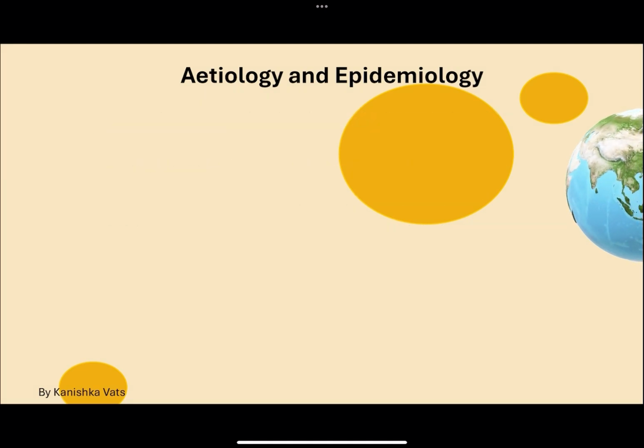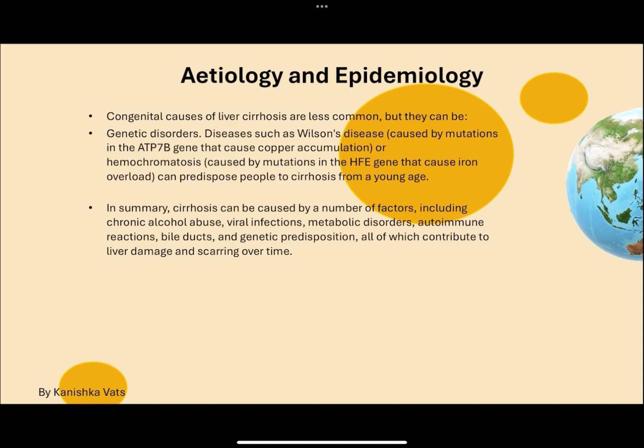The other factor is congenital, which can also lead to this disease, but it is much less common in people. It could be because of a genetic disorder. The disease causing cirrhosis could be Wilson disease, which happens because of a mutation in the ATP7B gene that causes copper accumulation, or hemochromatosis, which happens because of the HFE gene that causes iron overload, which can lead to scarring of the liver tissue.